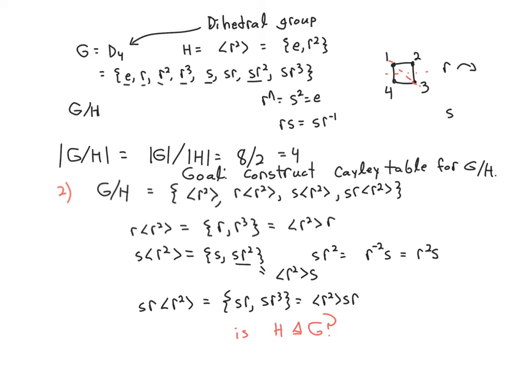By process of elimination, it has to be the remaining right coset as well. And so, yes, this is a normal subgroup. And these are 4 coset representatives. So we've accomplished step 1, constructing a complete set of coset representatives, and step 2, proving that H is normal in G, using the left coset equals right coset definition. So the final step is to actually create the Cayley table.